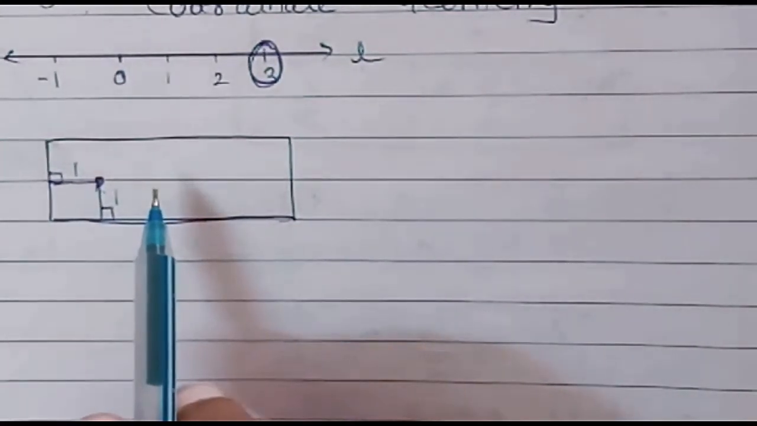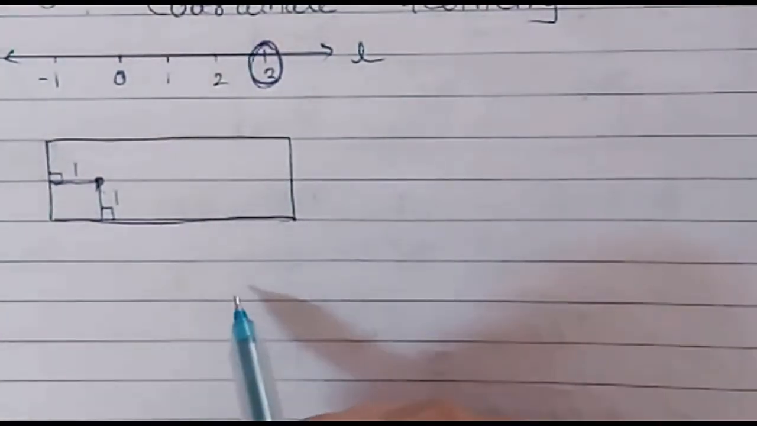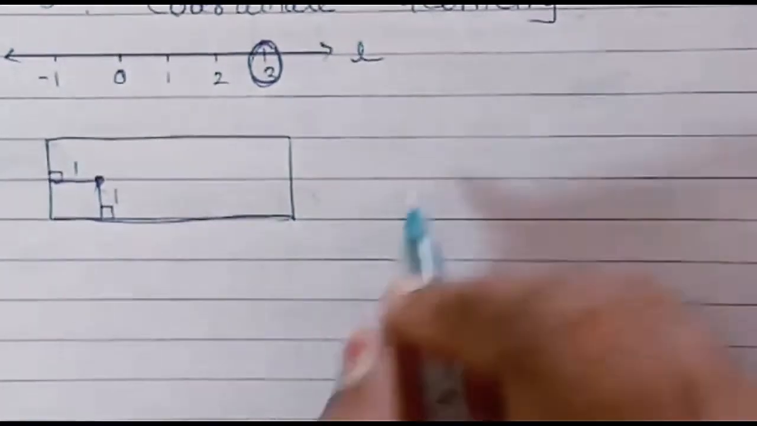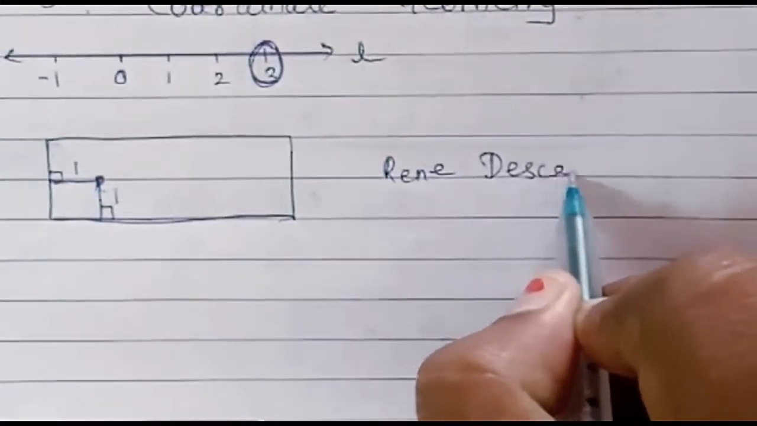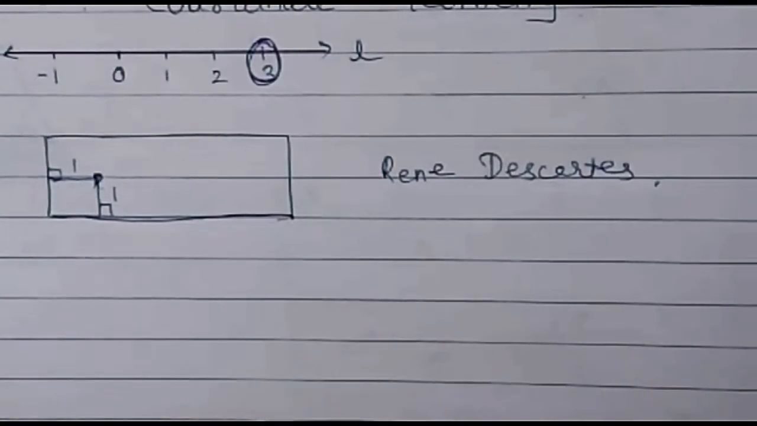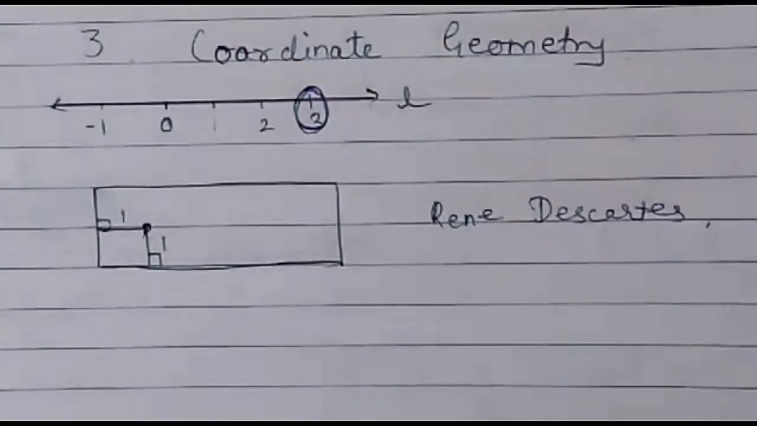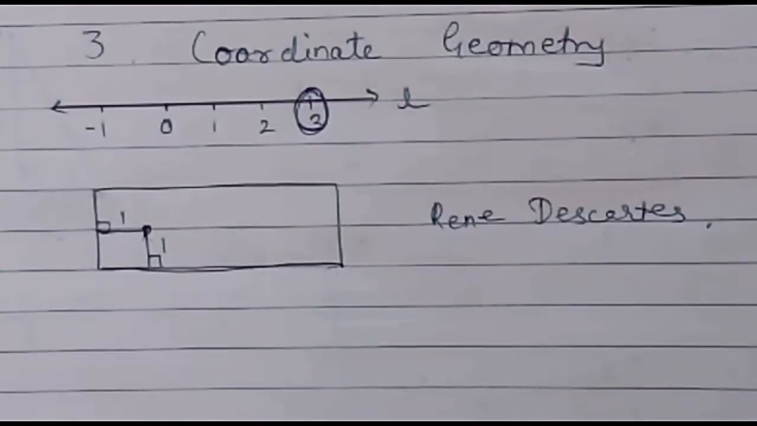Now this branch of mathematics is called coordinate geometry, and it was initially developed by the French philosopher and mathematician René Descartes. He invented the idea of placing two number lines perpendicular to each other on a plane and locating points on the plane by referring to these lines.